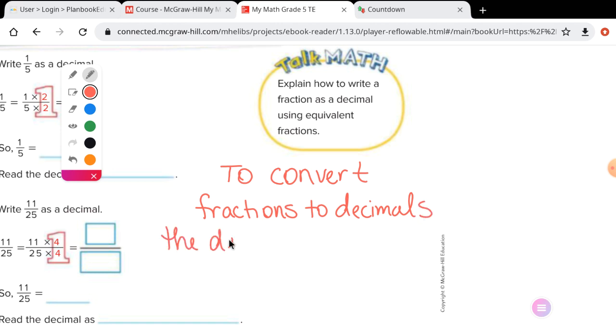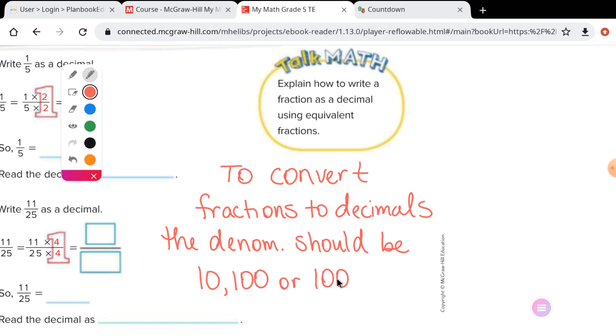The denominator, we'll abbreviate. Denominator should be 10, 100, or 1,000. And Carter is absolutely correct. It's because those are our decimal places. Remember, if the denominator is 10 and the decimal is in the tenths place, we say them exactly the same. And then right here, it kind of tells us what we're going to have to do to get to that point.